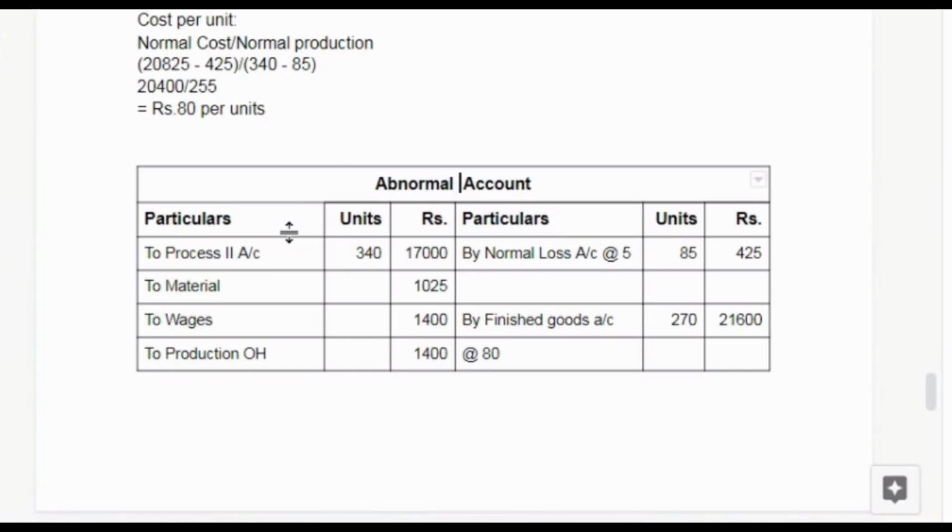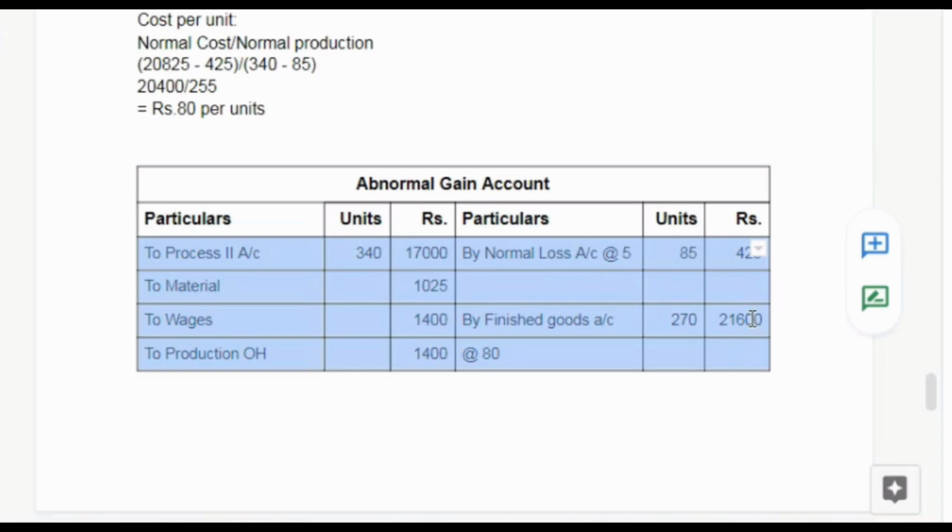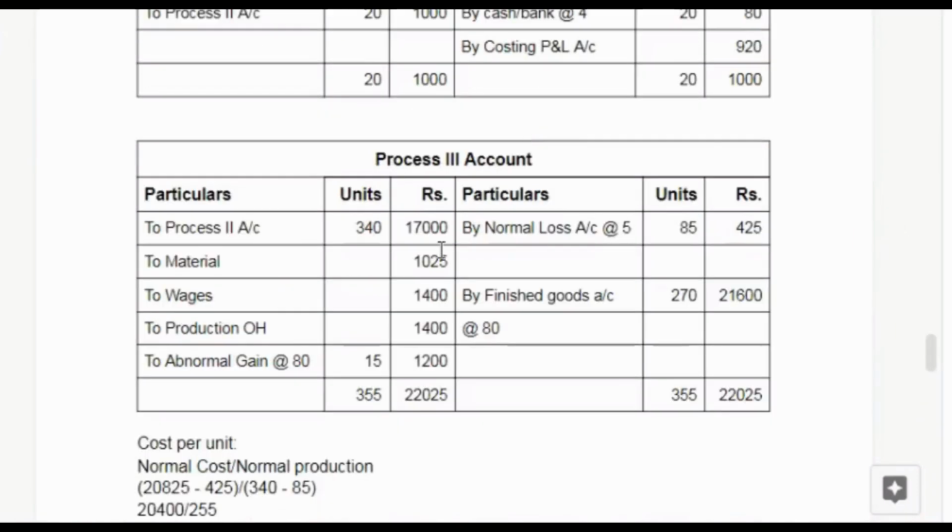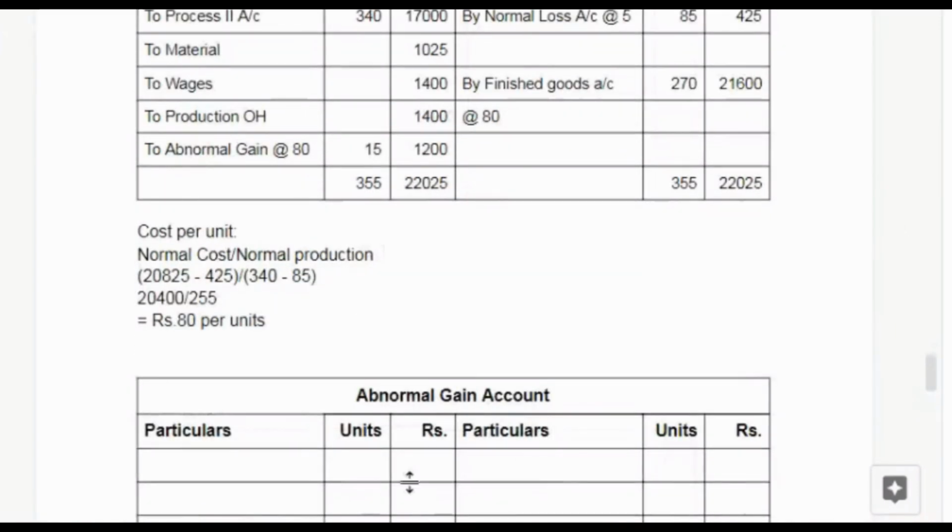Abnormal gain is also known as effective gain. Mind well, this is another name. And abnormal gain is on the debit side of the process account. That's why we show here on the credit side, by process 3 account. Okay, we transfer the same amount, 15 units and 1,200.